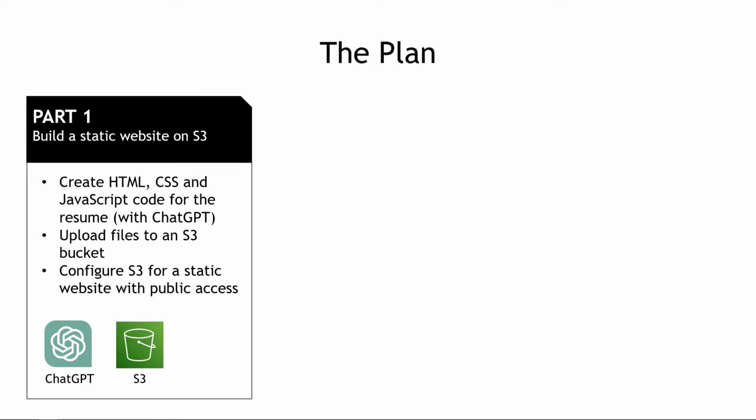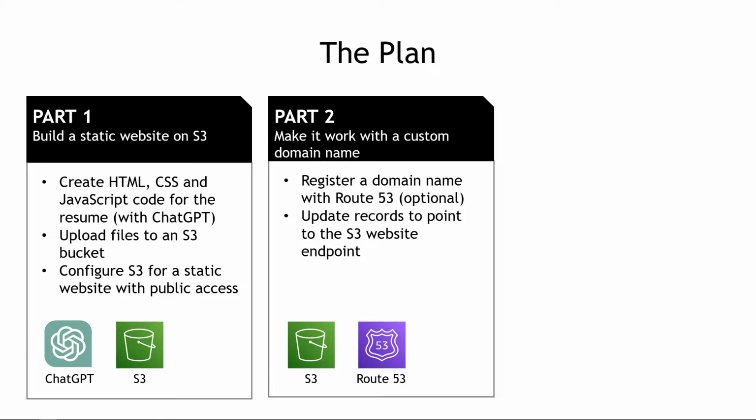So we will create our code files. I'm going to get some help from ChatGPT with this. With mad respect to the front-end developers, writing HTML code and CSS from scratch is not really my jam. So I'm going to get some help from AI on this. You don't have to use ChatGPT, and I will also make my code available for download if you want to use that as a starting point. We'll then take that code and upload it to an S3 bucket and configure that bucket for static website hosting with public access.